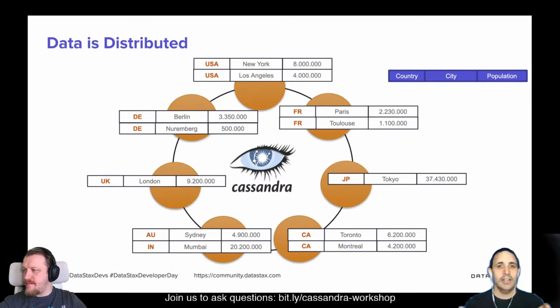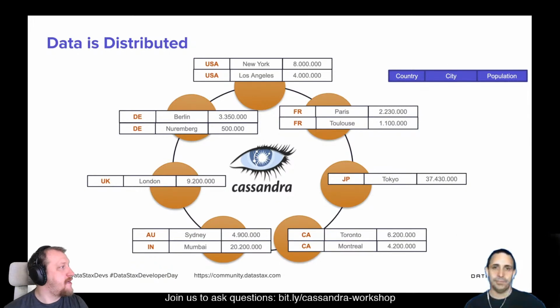If I want to get all the cities from the country USA, boom, I will go to the node holding all the USA info and retrieve all the info in one go. I don't need to contact multiple nodes. And this is the way to go, distributed. I want to explain why it happens exactly this way.